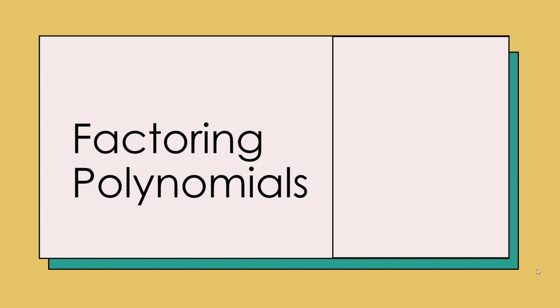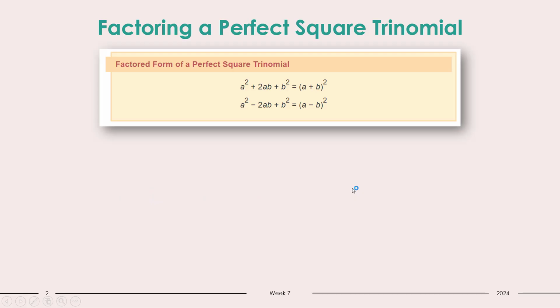We're going to talk a little more about factoring polynomials. In particular, we want to look first at some patterns for polynomials. So we have a pattern that's called the perfect square trinomial.